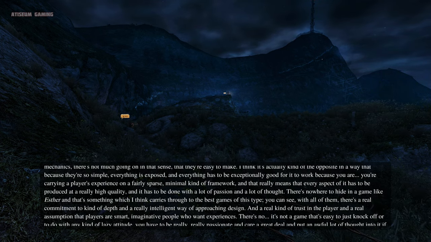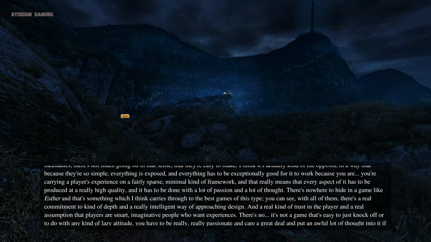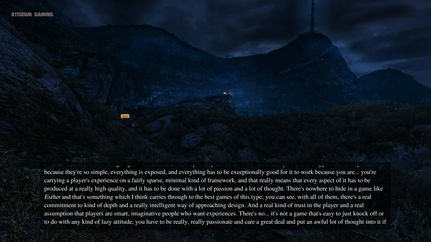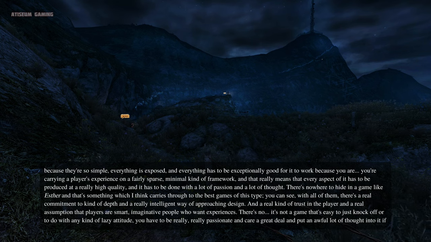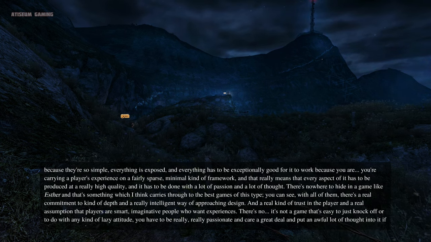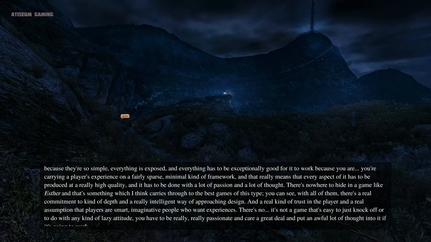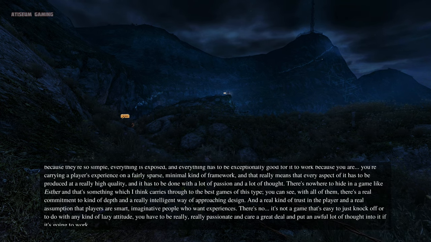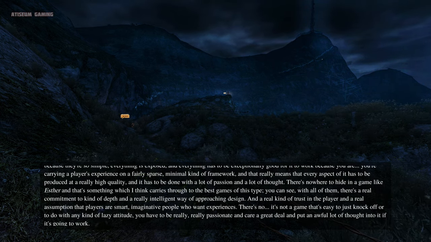And that's something which I think carries through to the best games of this type. You can see with all of them there's a real commitment to depth, a really intelligent way of approaching design, a real trust in the player, and a real assumption that players are smart, imaginative people who want experiences. It's not a game that it's easy to just knock off or to do with any kind of lazy attitude. You have to be really passionate, care a great deal, and put an awful lot of thought into it if it's going to work.